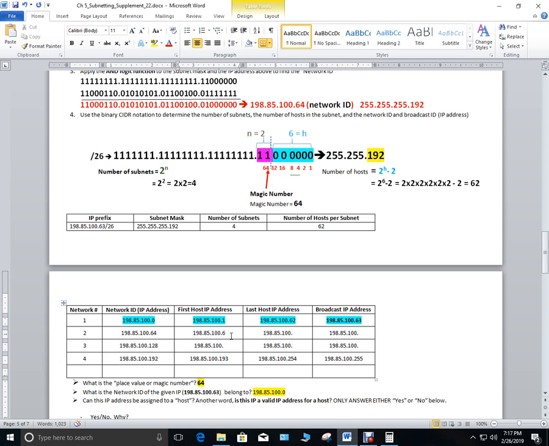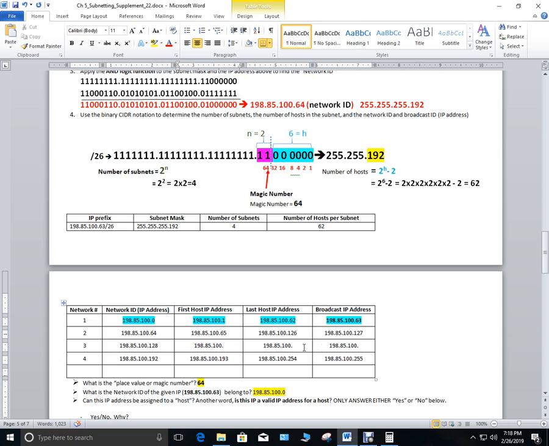Now for this subnet right here, what is the broadcast ID or the broadcast IP address? Well, it is one number lower than the next network ID, and this network ID is 128. So the broadcast ID for this subnet is 127, and the last host IP address for this subnet is 126, because it is one number lower than the broadcast ID. And of course, the first host IP address is 65.